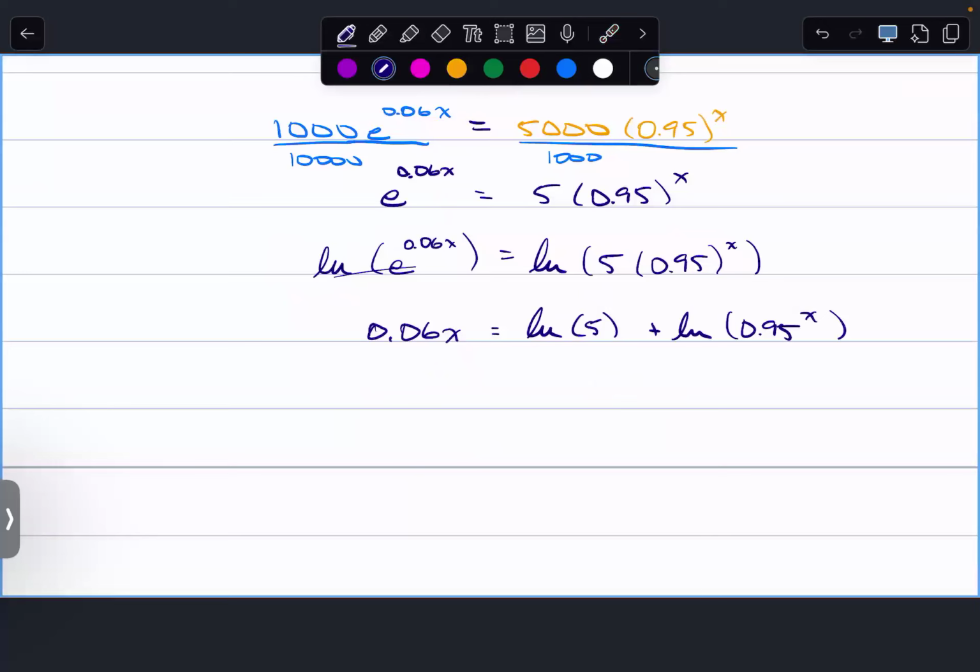But why did we do that? Because now, finally, I can bring this x down in front. I couldn't do that here because 5 didn't have a power of x. If 5 also had a power of x, then I could collect those exponents and bring them down front, but I'm not allowed to do that until I have just whatever is raised to the power of x alone. Now we're getting someplace. I've got 0.06x is the natural log of 5 plus x times the natural log of 0.95.